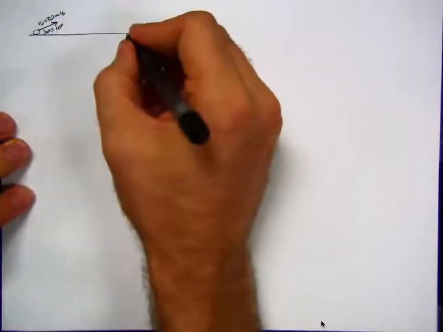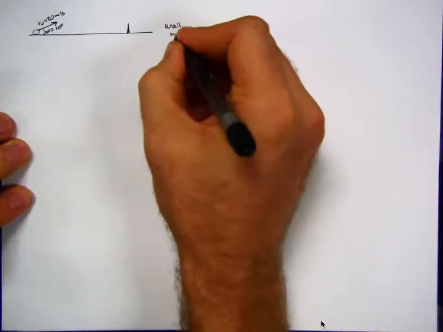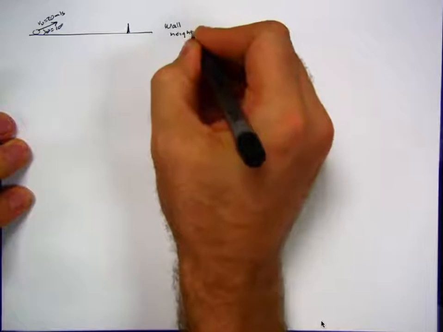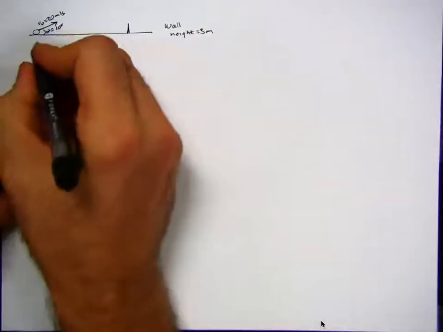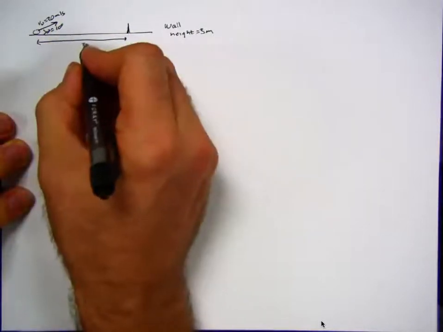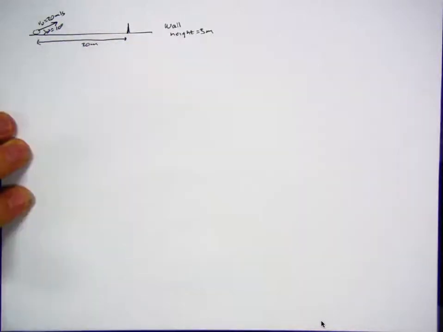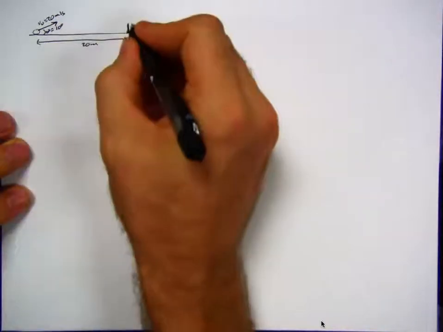And let's put a little wall over here. Let's put a wall height, let's say 3 meters. Okay, so a wall has a height of 3 meters, and let's put that wall 20 meters away from the ball. And my question is, what happens to the ball? Does it hit the wall? Does it clear the wall? Does it not even know the wall exists? What's going on? Okay, so this height is 3 meters.